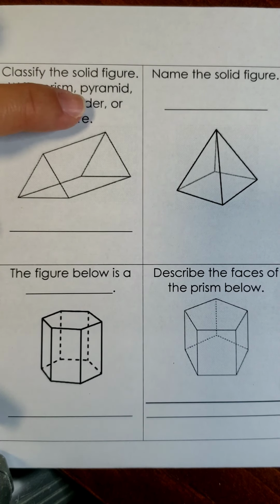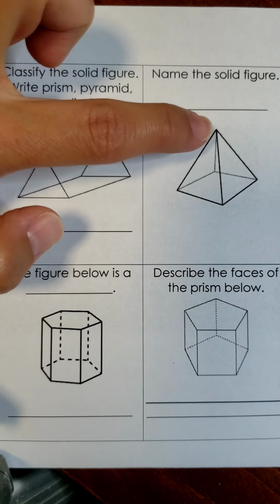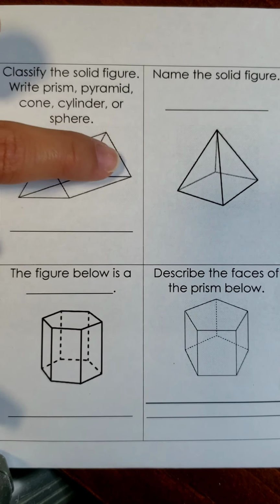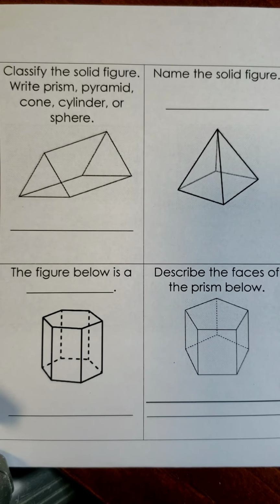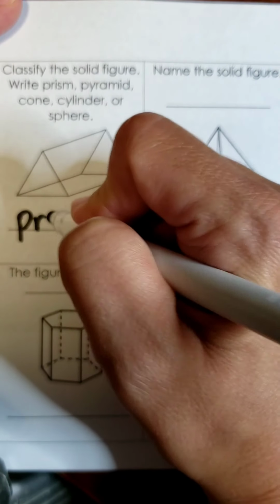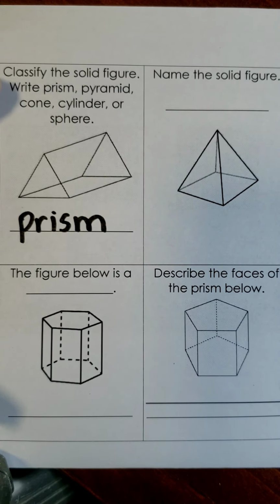Now, could it be a pyramid? Absolutely not. Because the pyramid, I know, has to meet all at the common vertex, right? And this has two congruent polygons. It has two triangles here. So this shape here is, that's right, a prism. Now, if they just ask you to identify the shape as prism, pyramid, cone, cylinder, sphere, you can stop there. You don't have to call this a triangular prism.